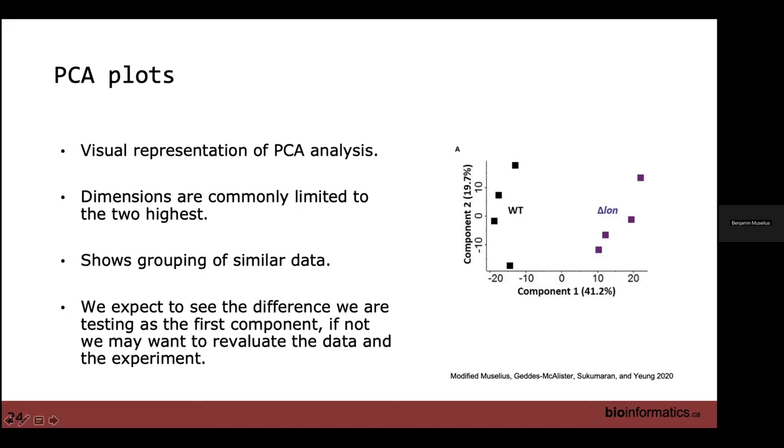And two, we can see the separation. What you want to look for is component one, which is 41% of your variance, separating, in this case, a wild type and a mutant proteome. That's the big thing you want to see out of this analysis: that the largest component is separating your treatment groups, or your experimental groups, rather. You want that to be the reason for the variance in your sample. On the y-axis here, we can see it is actually between the replicates, so that's pretty good.